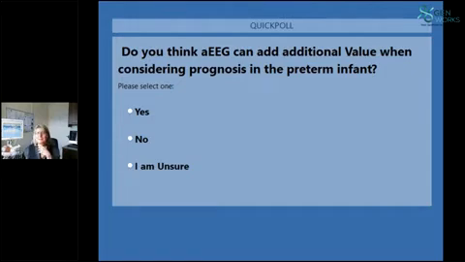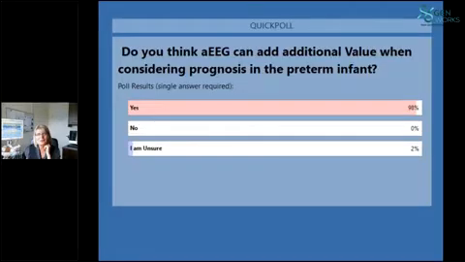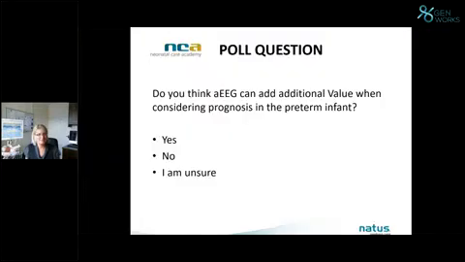So I will close the poll. I hope our panel are watching this poll answer. So, okay, panelists, 98% of our audience do think that AEEG can add additional value when considering prognosis in the preterm infant. Nobody said no. You're either unsure, and that's 2% of you, and that's fine, or 98% of people think it can add additional value, and that's really great news that you think that. I also think that.